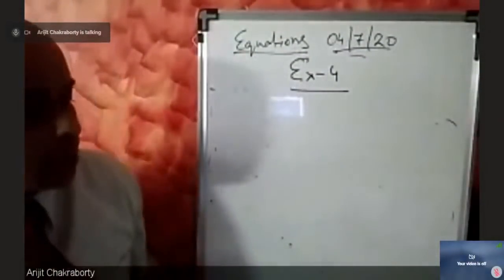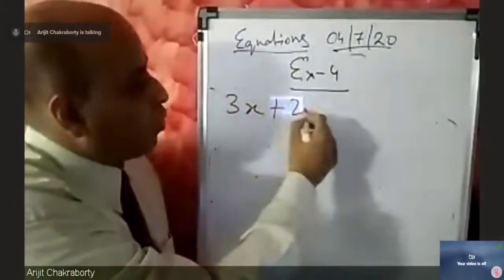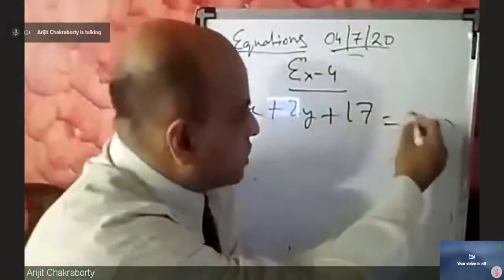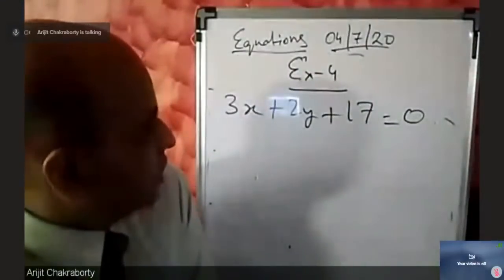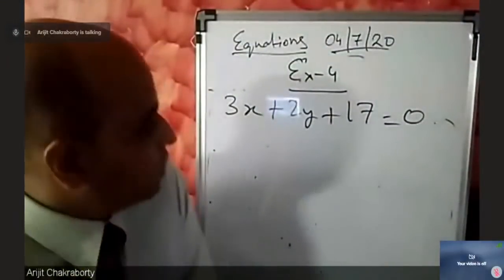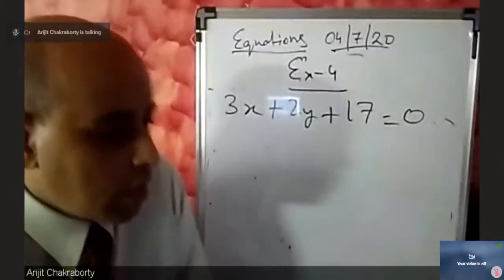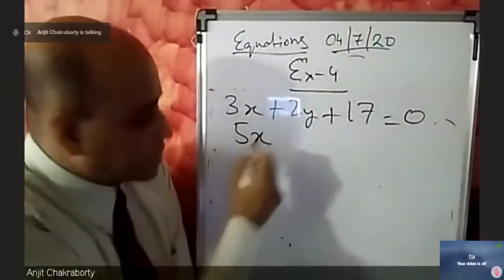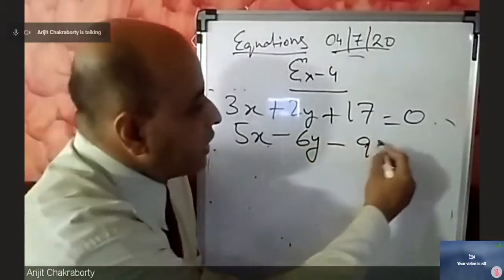So we have 3x plus 2y plus 17 equal to 0. So let us see the equation. It is an equation with two variables, 3x plus 2y plus 17 equals 0. And the second equation is 5x minus 6y minus 9 is equal to 0.